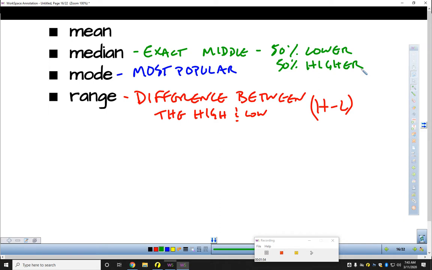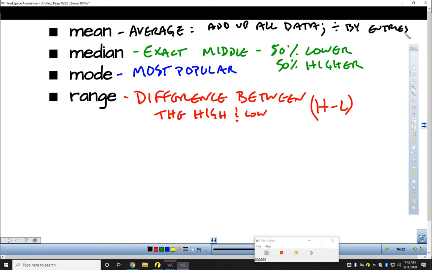It's the exact middle. And then the mean is what most of us call average, right? And to find this average, right, you add up everything. You add up all the data, and then you divide by the entries. Okay? We're going to be calculating these things today based on some line plots.